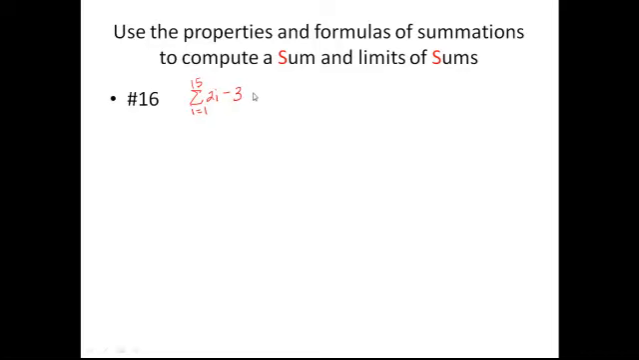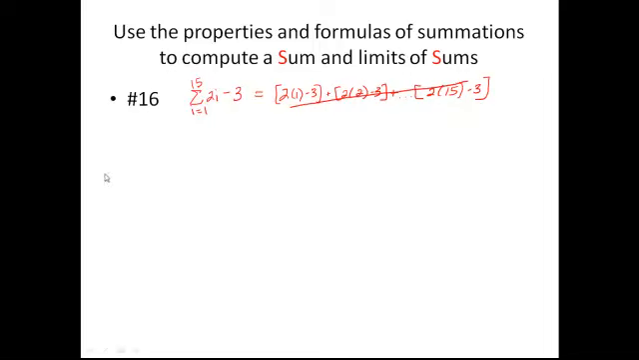And what I don't want to see happen is last year I still had people, even though we have these properties and these formulas, people would still be writing out something like this: 2 times 1 minus 3, and then plus 2 times 2 minus 3, and they would be doing this all the way up until 2 times 15 minus 3, and then they would have to add all of those up and finally get an answer. I don't want to see that happen this year.